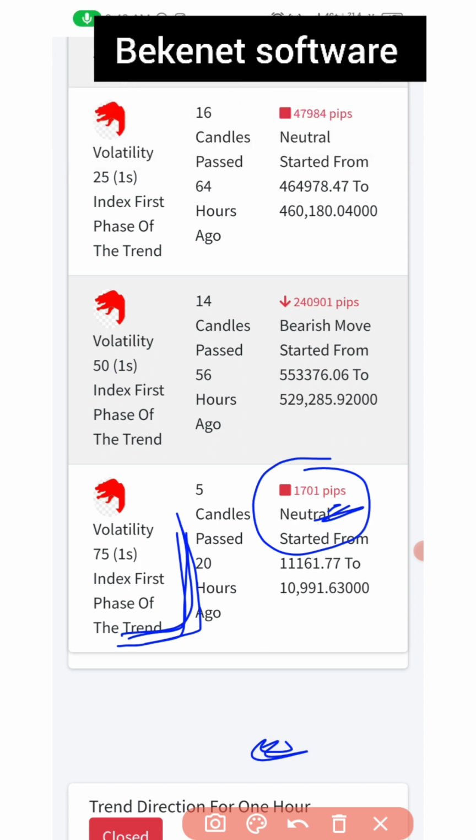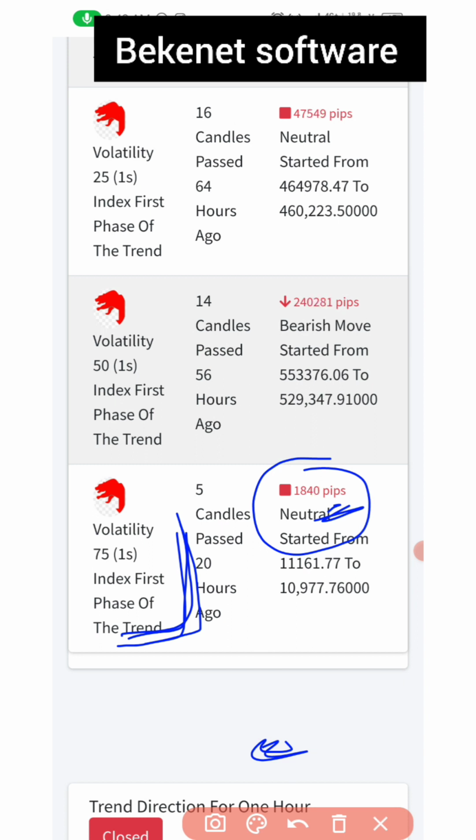On a normal day, first phase of a bullish move comes from the bottom. First phase of a bearish move comes from the top. This is money. You have to be very, very careful. First phase of a bearish move comes from the top. First phase of a bullish move comes from the bottom.